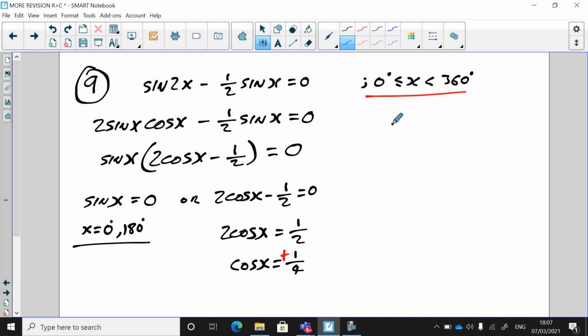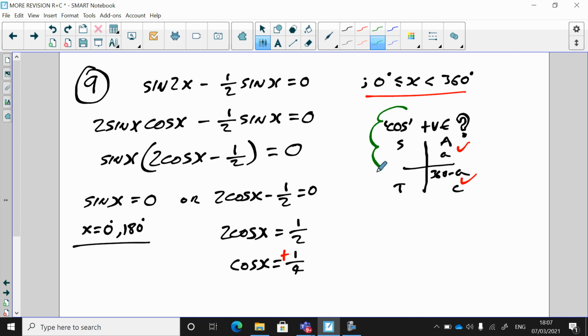So the question is, where's cosine positive? And that's in relation to the quadrant check. So all sine, tan, cos. So where's cosine positive? That was positive in all and in cosine, because we're dealing in degrees here. I could put x equals a, but I'll just put a and 360 minus a. Okay, so that's what I'm going for there.